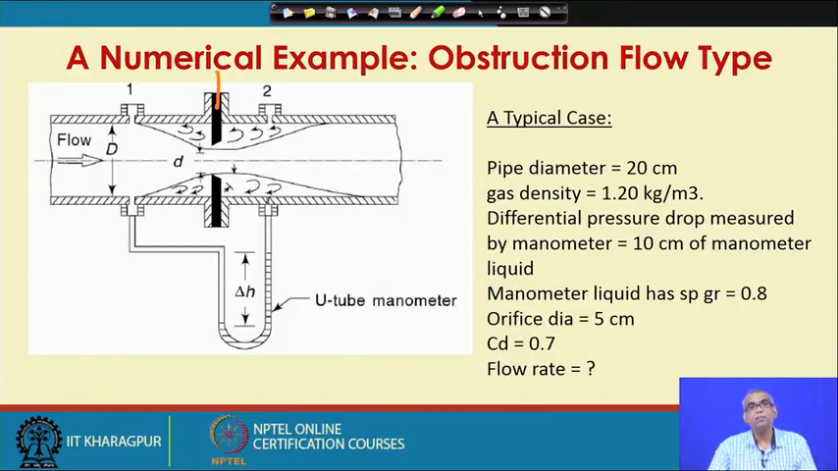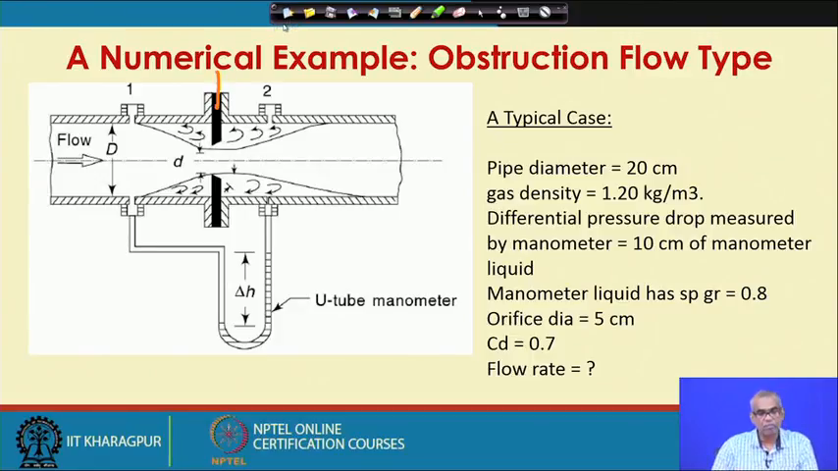The pipe diameter is 20 centimeter. The density of the fluid is 1.20 kg per meter cube. The pressure drop I measure using a manometer is 10 centimeter of manometer liquid. The manometer liquid may be some oil, let us say. The manometer liquid has specific gravity 0.8. The orifice diameter is 5 centimeter. Discharge coefficient is 0.7. So, what is the flow rate?